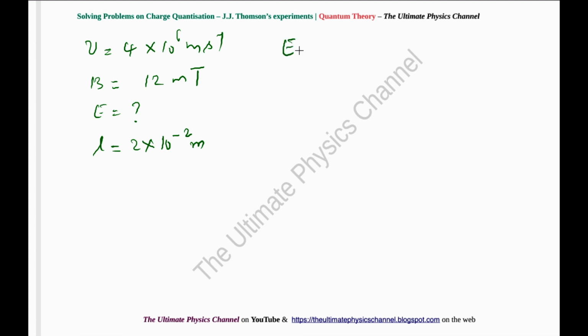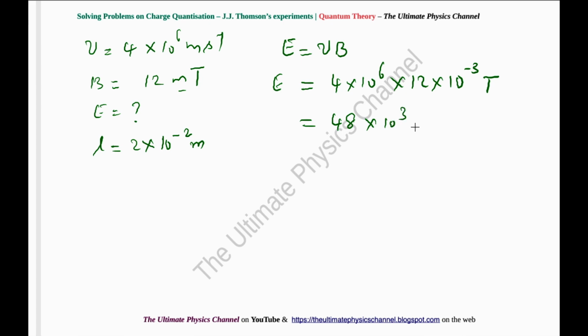We know there is an expression that connects the electric field and the magnetic field, which is E is equal to VB, or velocity is a ratio of electric to magnetic fields. Since we know V and B directly, we can calculate the electric field by multiplying these two. So 4 into 10 power 6 times 12 into 10 power minus 3 Tesla. Since it is given in millitesla, we have to multiply this factor. So that is 48 into 10 power 3 volt per meter electric field. That answers our first part, the A part.